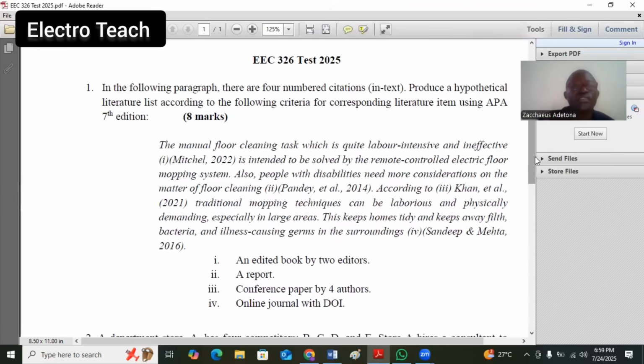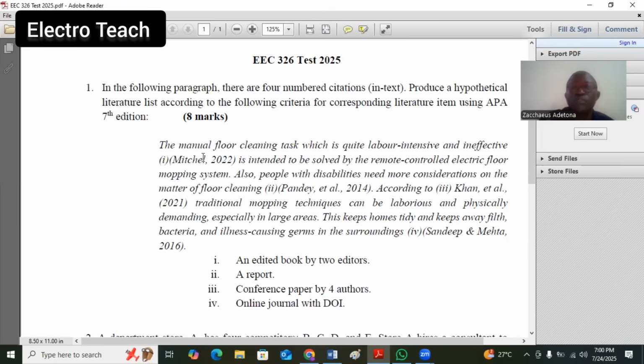The first question is this: in the following paragraph, there are 4 numbered citations in text. Produce a hypothetical literature list according to the following criteria for the corresponding literature item using APA 7th edition. This carries 8 points. Now we have a paragraph whereby we have citations embedded. Those citations are numbered also. Those citations we want the candidate to write out in a literature list based on the numbers below.